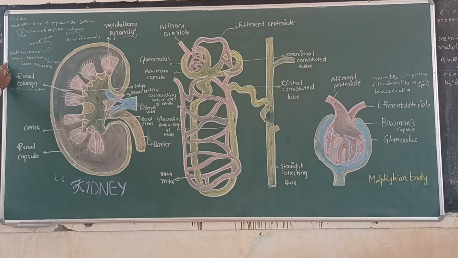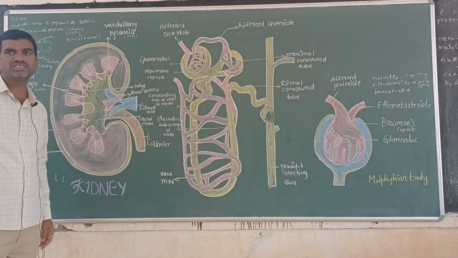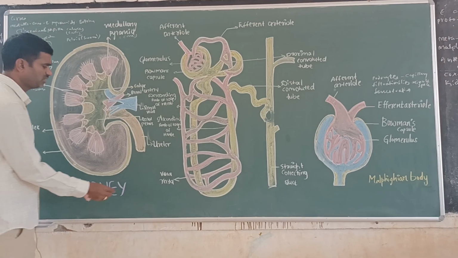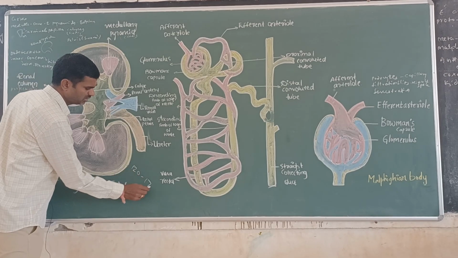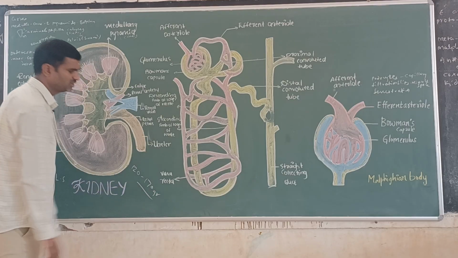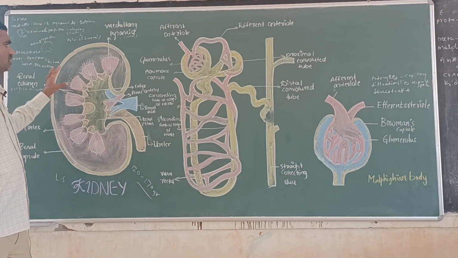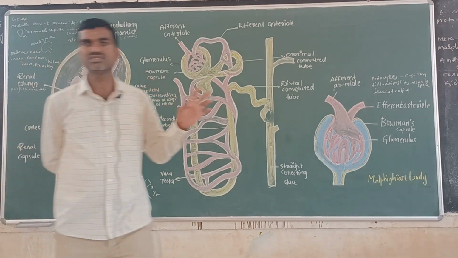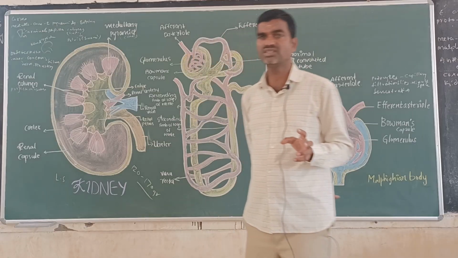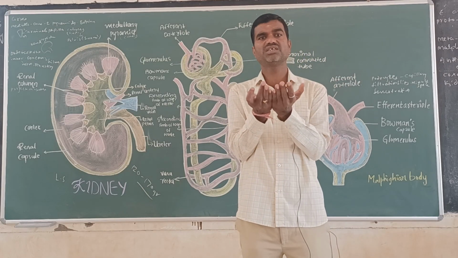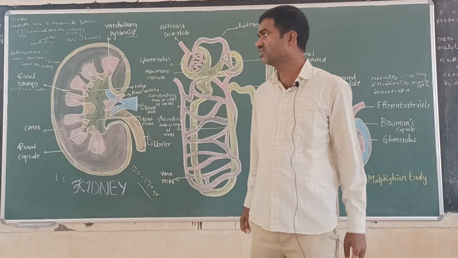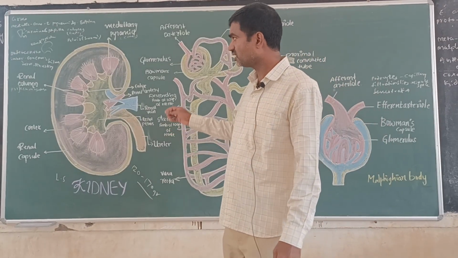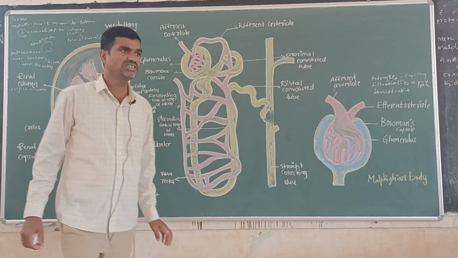The weight of the kidney is approximately 120 to 170 grams, which comes in NEET. The right kidney is slightly lower than the left kidney because of the presence of the liver. So both are not at an equal level in vertebrates. This is the kidney structure.